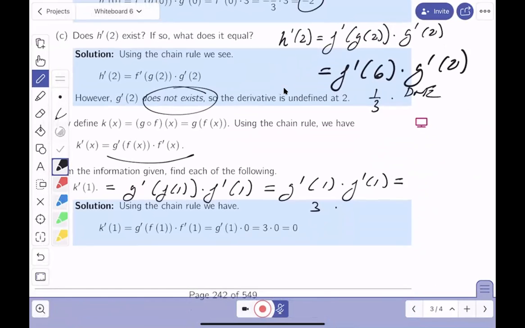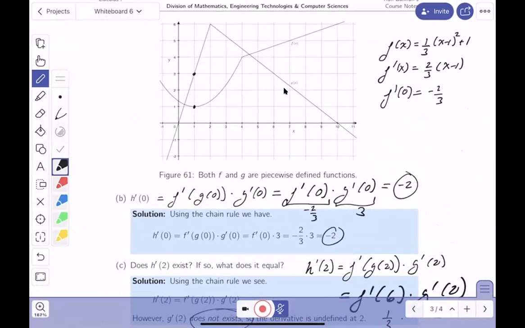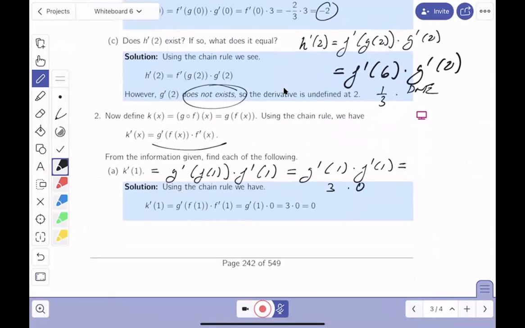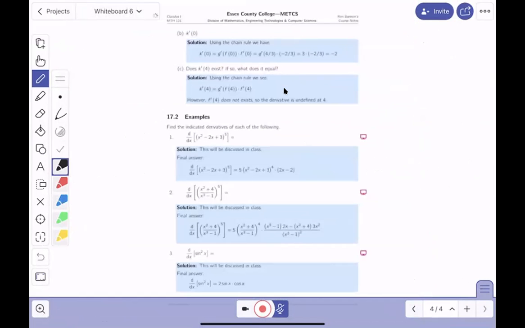So let's see, f prime at 1, right? I go back over here. Oh, that's easy. That's 0. What's 3 times 0? 0. That's done. Let's go to the next one.